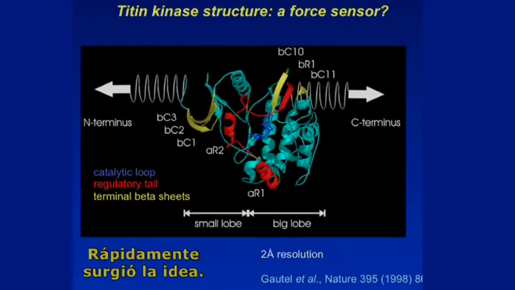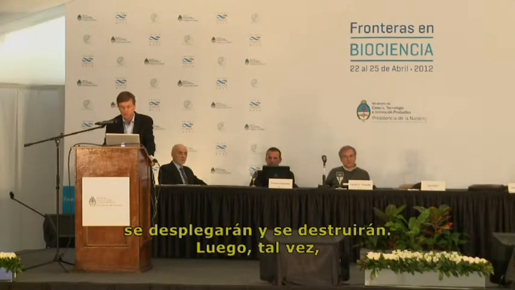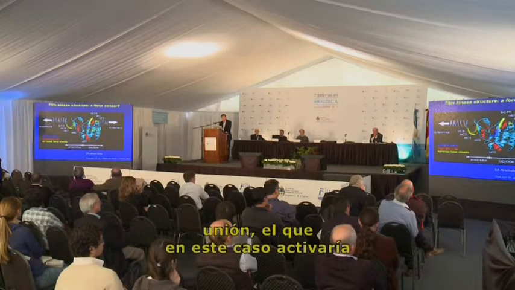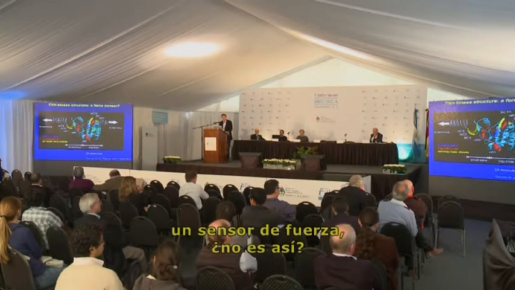And the idea quickly came out, well, if we pull at both sides, as it happens in the muscle, then maybe this beta sheet here gets unfolded, destroyed, and then maybe this alpha helix here gets retracted, removed out of the binding site, which would in this case activate the enzyme, which would say, well, that is a force sensor. Now, is this all true?